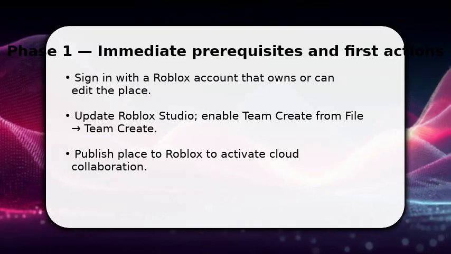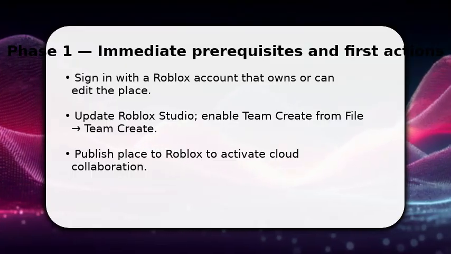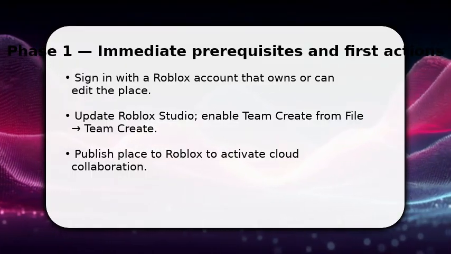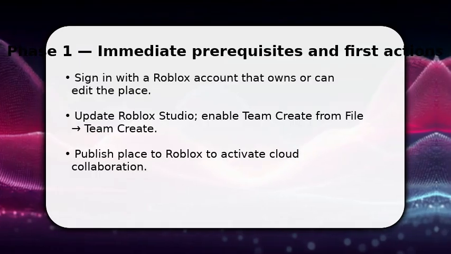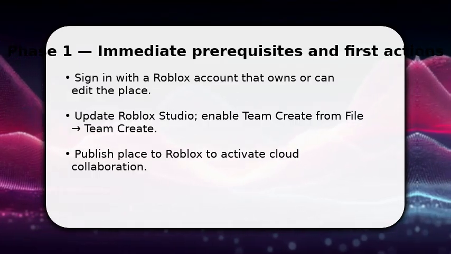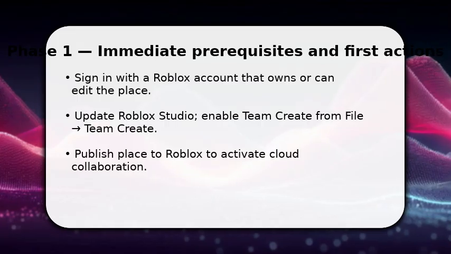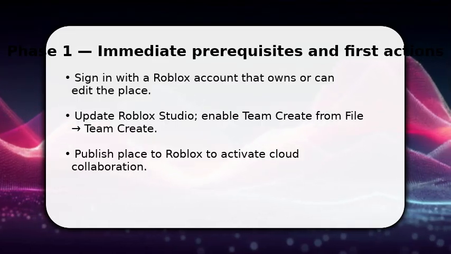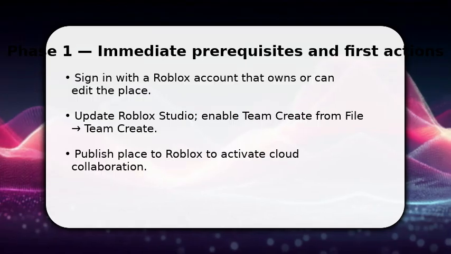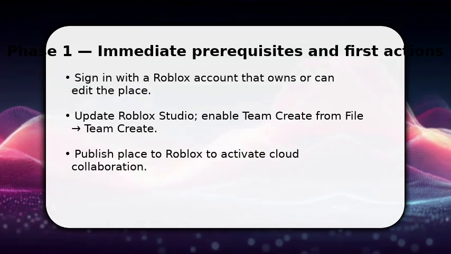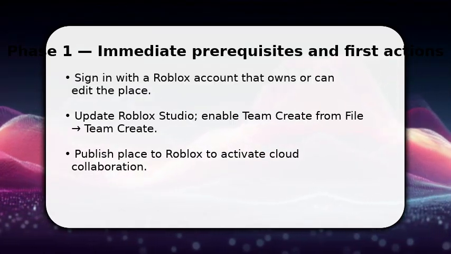You start by making sure you own the place and are signed into Roblox Studio. This is required. Once done, open the place and enable Team Create from the File menu so changes sync live to the cloud. You must publish the place to Roblox to activate collaboration. This links the local project to the online version.